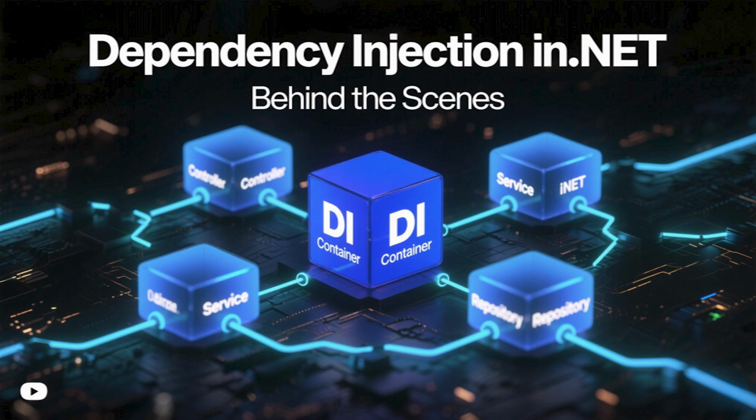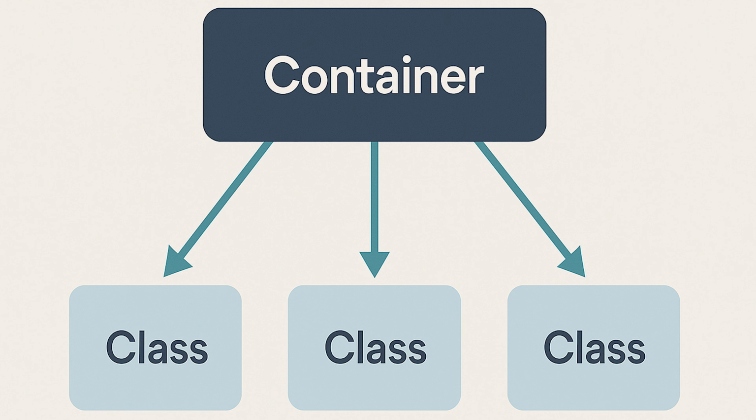Today we are going deeper into one of the most powerful and misunderstood features in .NET, Dependency Injection, or DI. You have probably written this code 100 times: builder.Services.AddScoped<IUserService, UserService>. But have you ever stopped to ask what really happens behind the scenes? In this episode, we will peel back the curtain and explore how .NET creates, manages, and disposes of dependencies inside your applications.